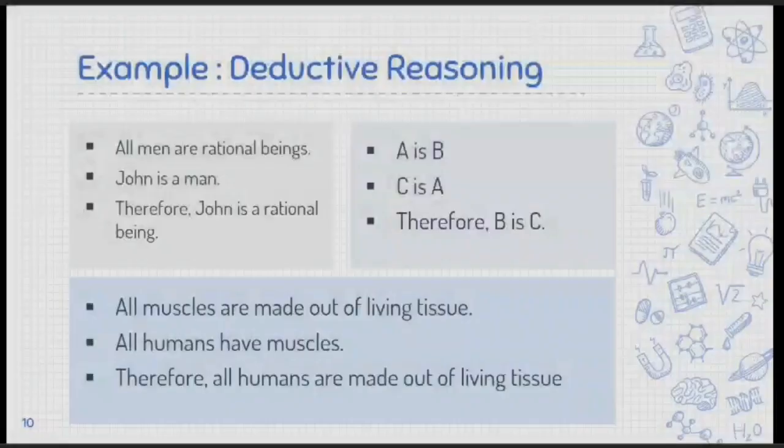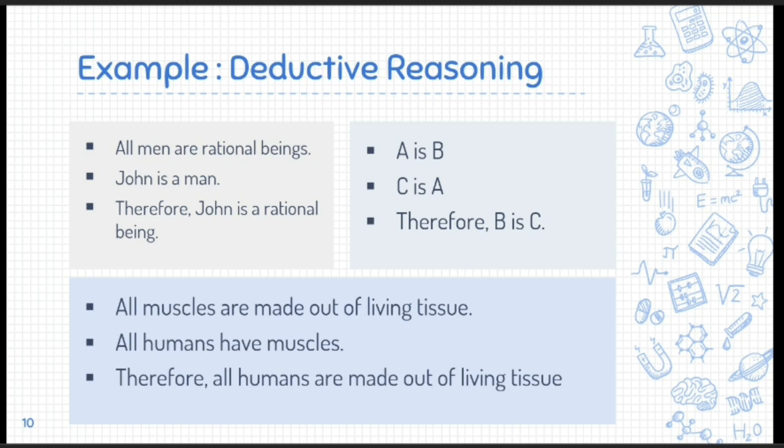Example: all men are rational beings. John is a man. Therefore, John is a rational being. The first two statements constitute the premises. So these are our premises. And the last statement constitutes the conclusion. And this is our conclusion. Another example: A is B, C is A, therefore C is B. Then we have the third: all muscles are made out of living tissue. All humans have muscles, therefore all humans are made out of living tissue.